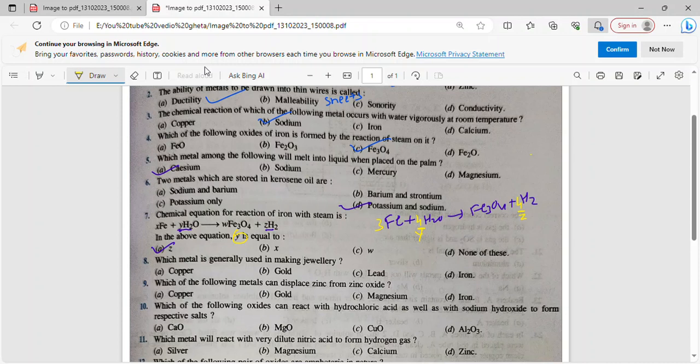Which metal is generally used in making jewelry? Obviously gold is used in making jewelry because it is malleable and ductile.